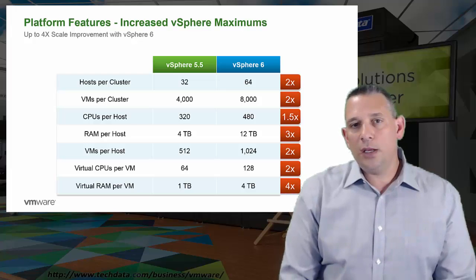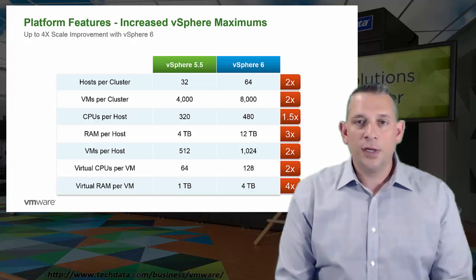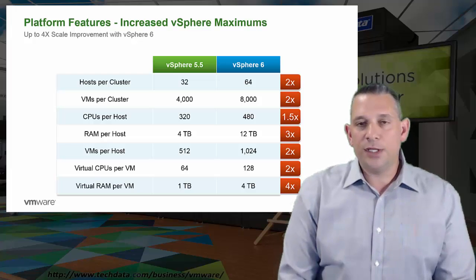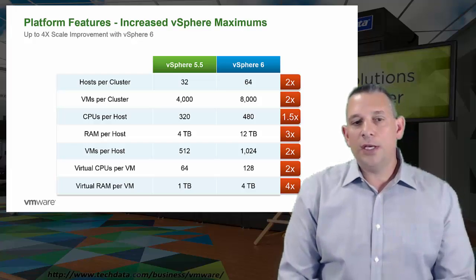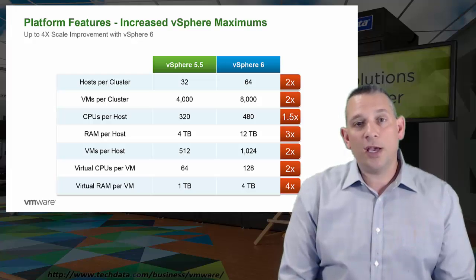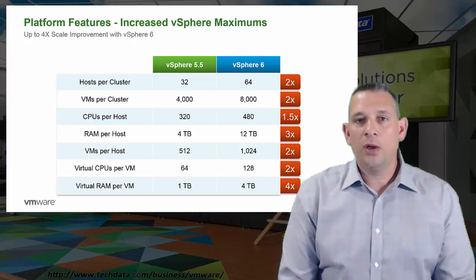Now, of course, with any major release of vSphere, there are always going to be maximums that are increased, just like every other time. As you see, we have, at a minimum, doubled our maximums across the board, with the exception of the CPUs per host. That's about 1.5 times, and then everything else is at least 2, all the way up to 4 times greater, depending on what you're talking about. So just be aware, we have made many maximum increases.